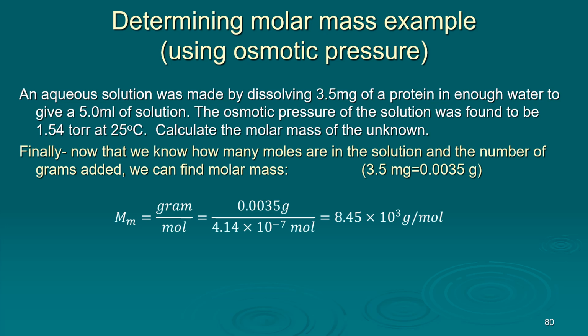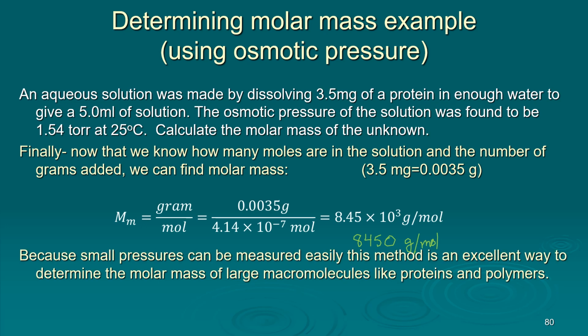Molar mass is grams. 0.0035 grams divided by moles gives us 8.45 times 10 to the third grams per mole. So what is that? 8,450 grams per mole. That's a really big molecule, but remember it's a protein, so proteins are very large. So that's often how they can find the molecular weight of very large molecules. We're using osmotic pressure. Also polymers, other kinds of macromolecules can be done this way.